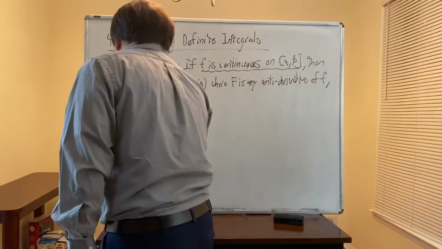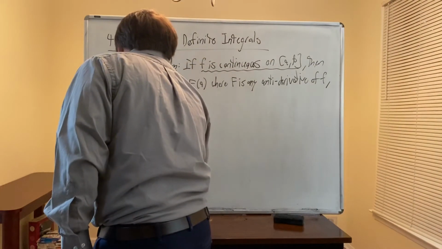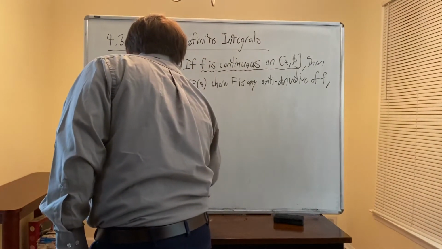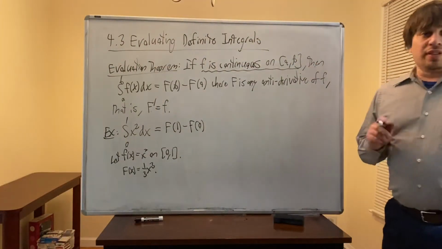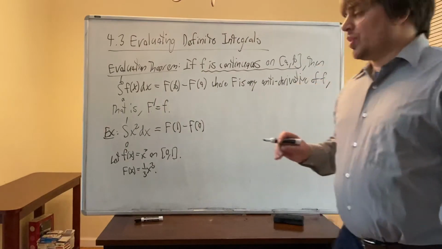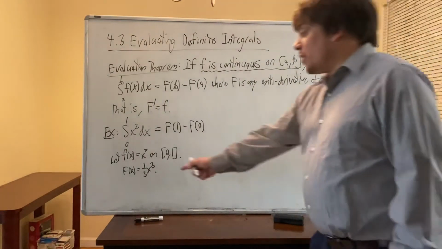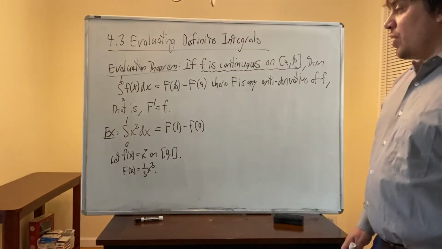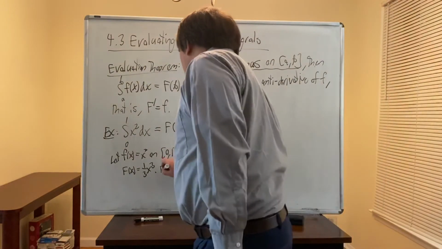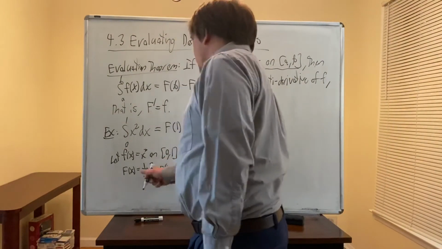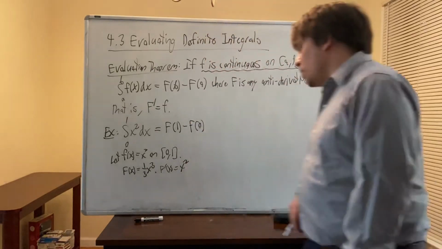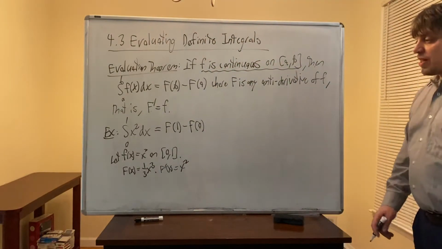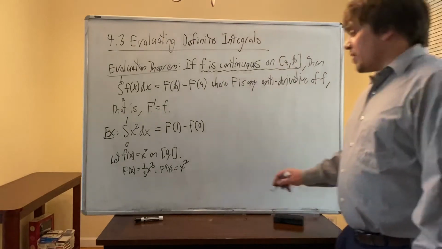Well, how about capital F of x equals 1/3 x cubed? So you need to be able to find an antiderivative of a function, and 3.7 is where we did that. So capital F of x is equal to 1/3 x cubed. If you take the derivative of capital F of x here, you get 1/3 times 3, which is 1, times x to the 3 minus 1 power, which is 2. So capital F prime of x is x squared, and that's the f of x.